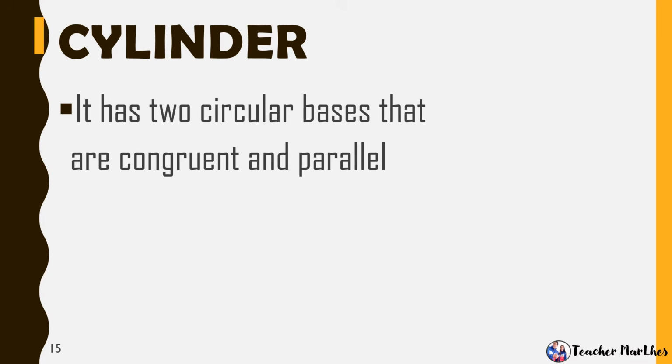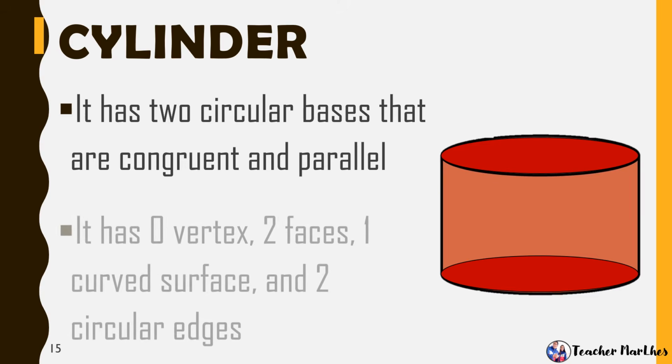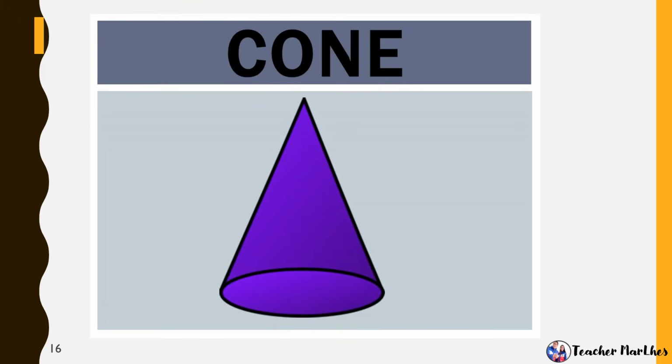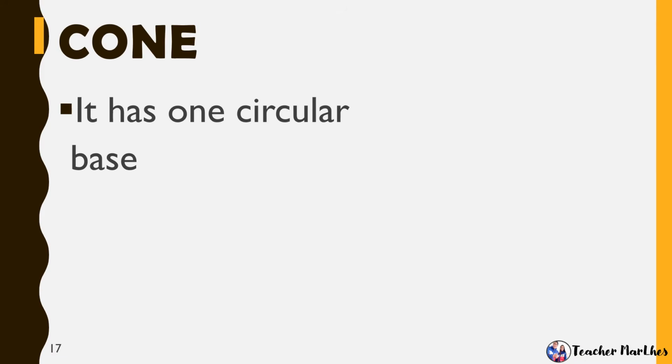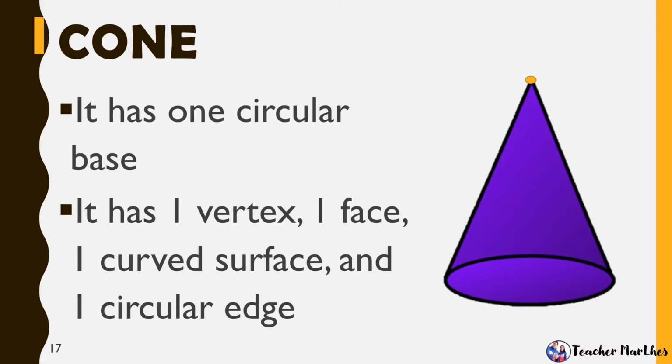It has two circular bases that are congruent and parallel. It has 0 vertex, 2 faces, 1 curved surface, and 2 circular edges. Next figure is a cone. It has 1 circular base, it has 1 vertex, 1 face, 1 curved surface, and 1 circular edge.